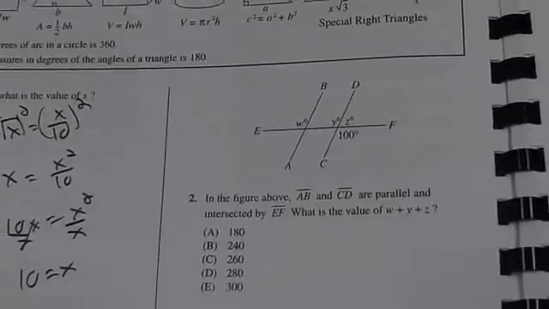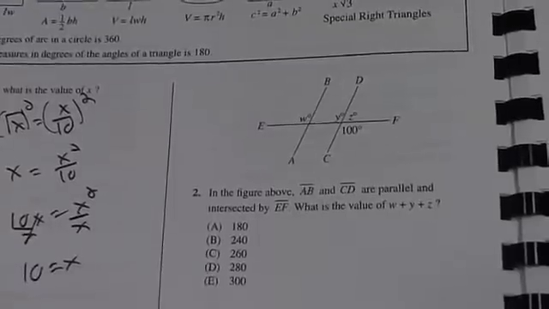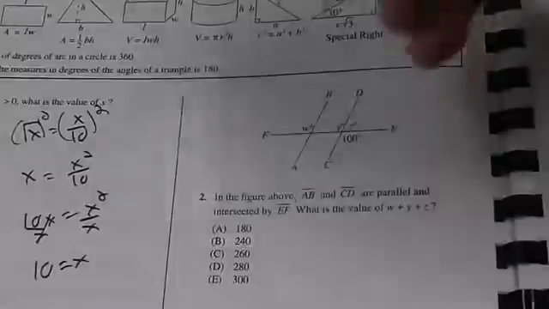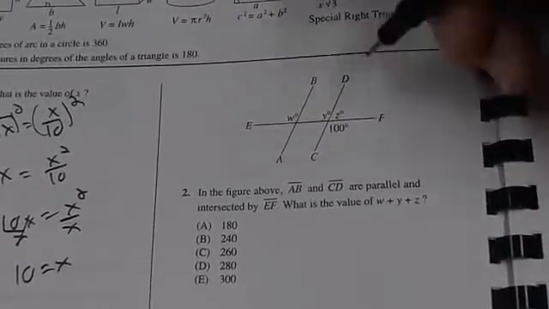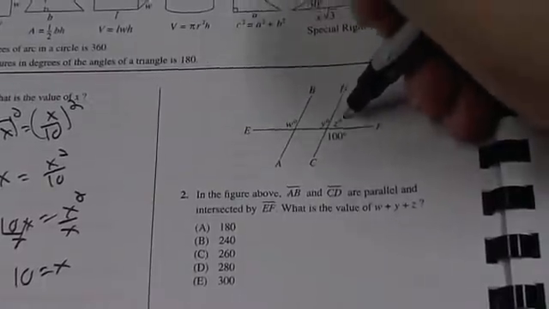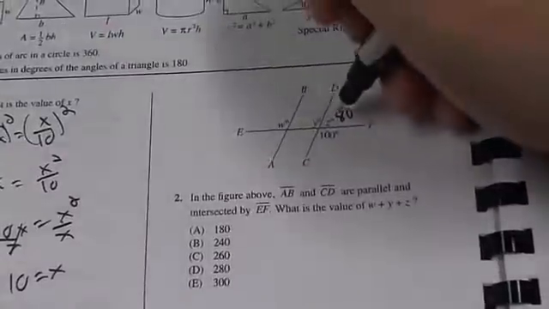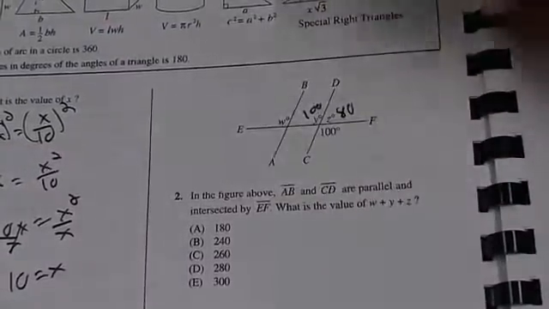2. In the figure above, lines AB and CD are parallel and intersected by EF. What is the value of W plus Y plus C? Alright, so remember, straight lines have an angle of 180. So this is 100, that means that this is 80. Remember, opposite angles are equal, and the angles along the line add up to 180, so Y is 100.